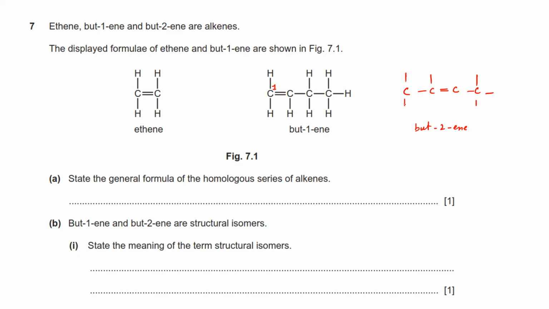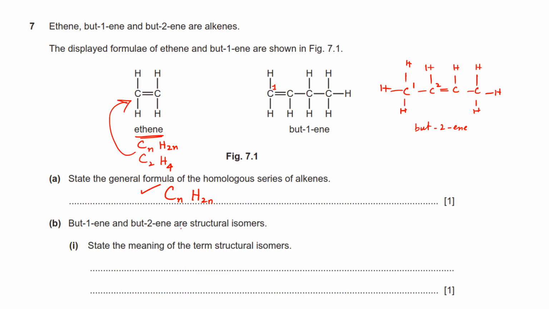So 1, 2, 3, 4. C, H, H. So this is how but-2-ene will look. Okay. State the general formula of the homologous series of alkenes. Alkenes, it's pretty simple. It is CnH2n. For example, if C is 2, then it is C2H4. This is how the formula is correct.